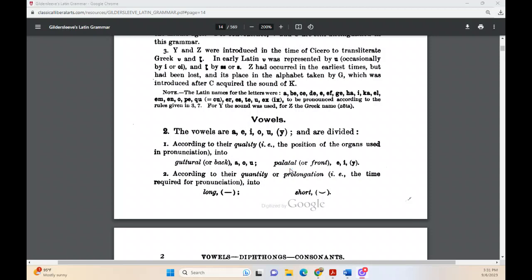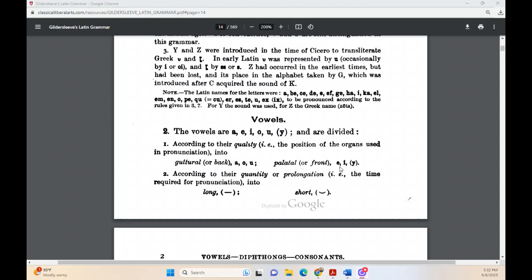The second group of vowels are called palatal vowels because the sound is actually made further forward, near the front of the mouth. If you practice saying these sounds, you'll feel where the sound is produced in your mouth. Let's practice. The first vowel here is e, e, e, e.